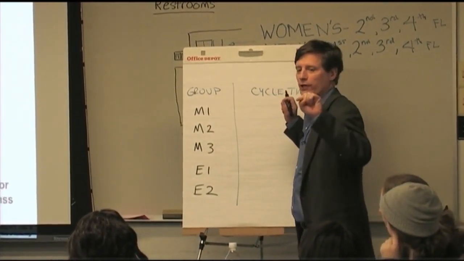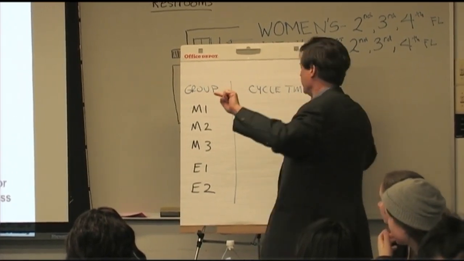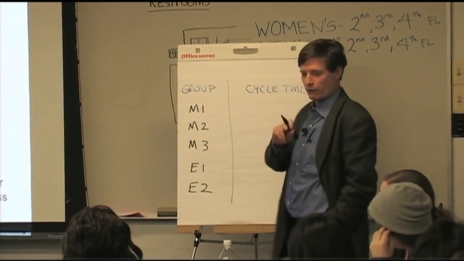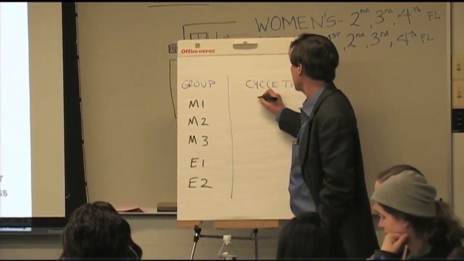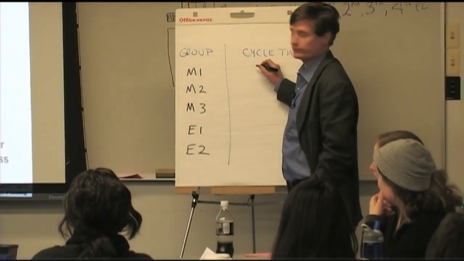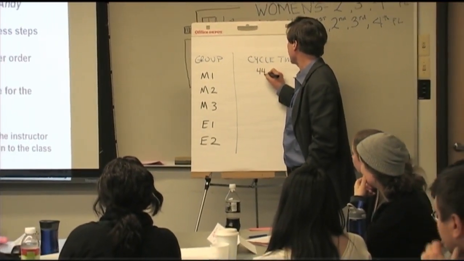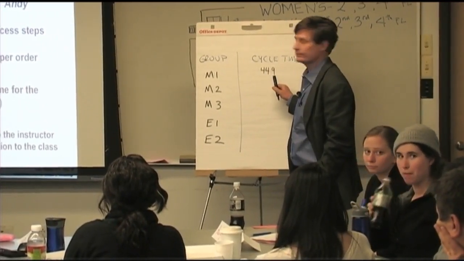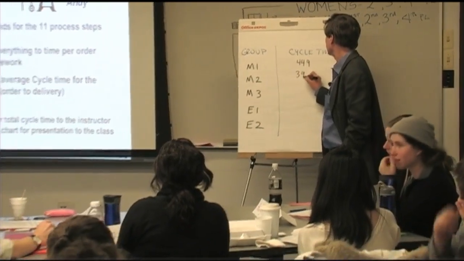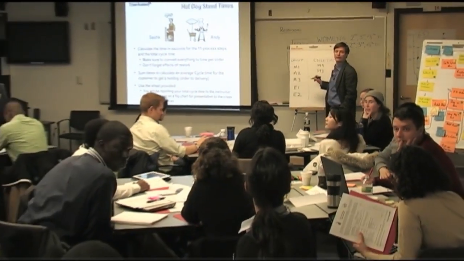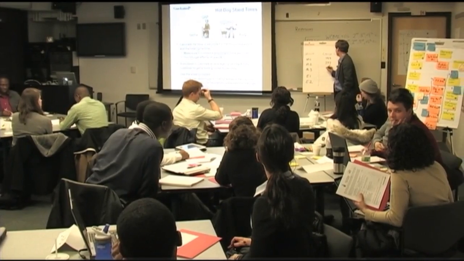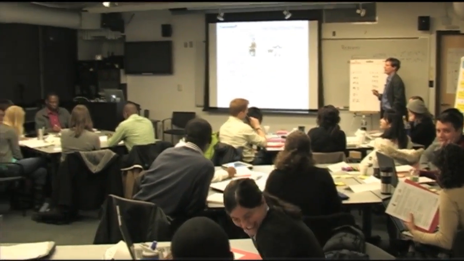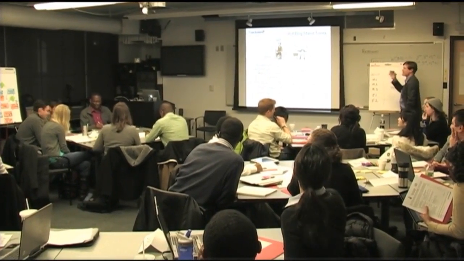I'm numbering you guys M1 through 3 and E1 and 2. So first, medical option table, what do you got? 449. Okay. Interesting. M2. 393. 390. Okay. What do you guys got? You have different things. Well, give me a sample.